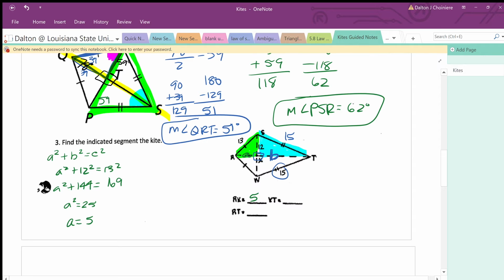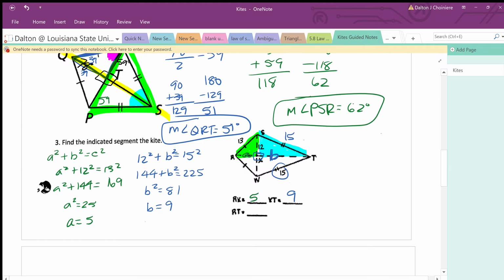So I can solve for B by doing the Pythagorean theorem again. I can do 12 squared plus B squared equals 15 squared. So that's going to be 144 plus B squared equals 225. And then if I subtract 144 from both sides, then I get B squared is equal to 81. And then to get B by itself, if I take its square root, I get B equals 9. And remember, B is representing the segment XT, which is 9.